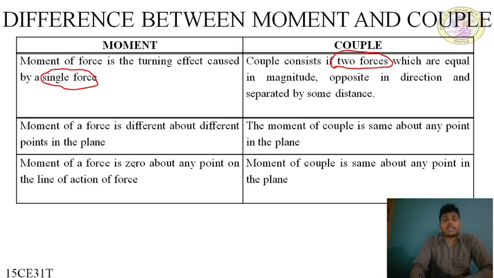The moment of a force is zero about any point on the line of action of the force. It will be zero on the line of action of the force. Then the moment of a couple is the same about any point in the plane.